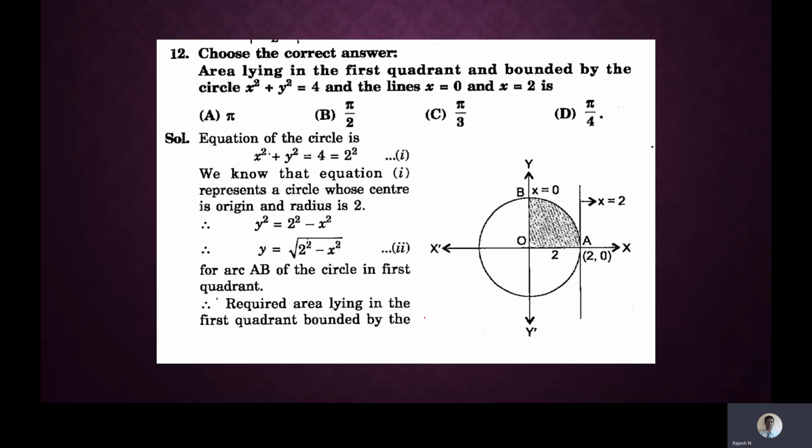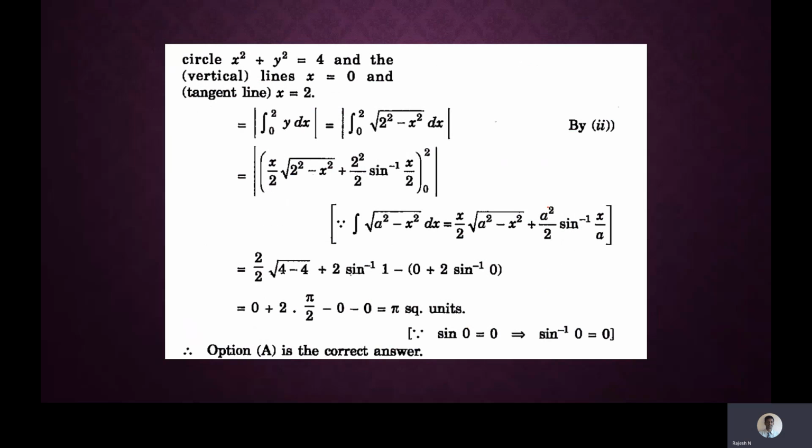Find the area lying in the first quadrant and bounded by the circle x squared plus y squared is equal to 4, x is equal to 0, and x is equal to 2. So you have to find out this area. Only this portion you have to find, 0 to 2 for the circle. The area of the circle is 0 to 2 y dx, 0 to 2 root of 2 squared minus x squared.